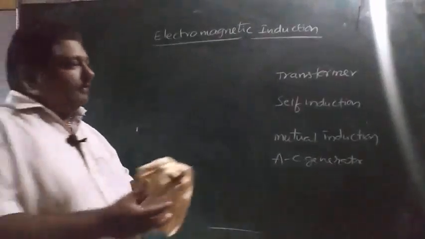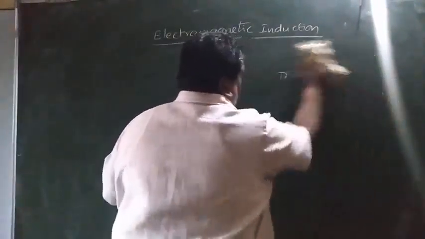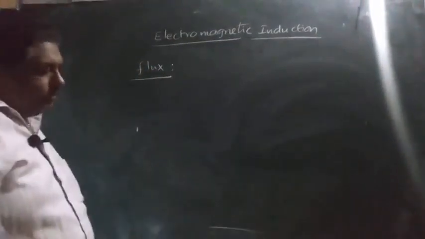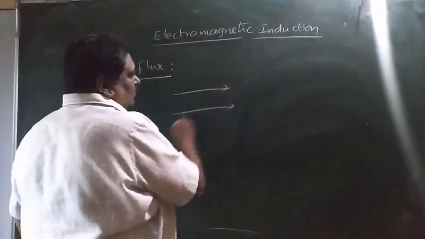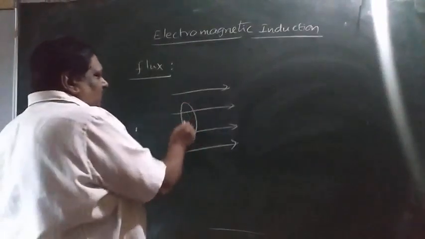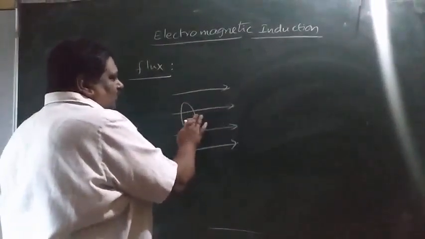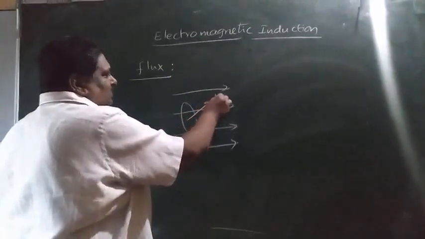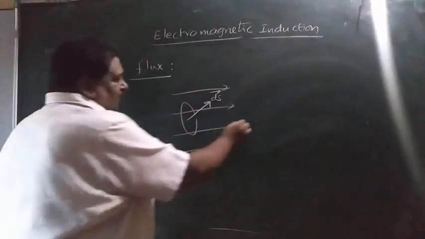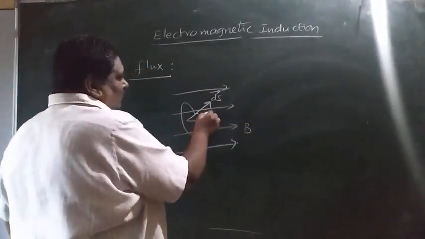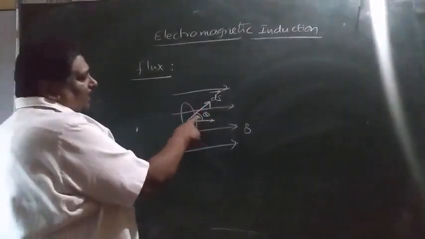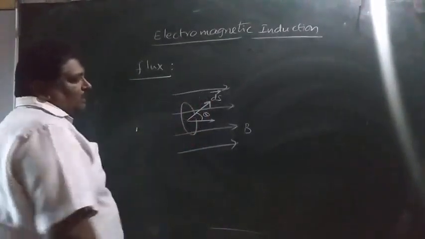Right. First of all, what is the flux? Suppose here magnetic lines are going like this. Here a small area is taken. Area is a vector. Its direction is like this, ds bar. ds bar is the area vector. B is the magnetic field. The angle between the magnetic field and the area vector is theta.